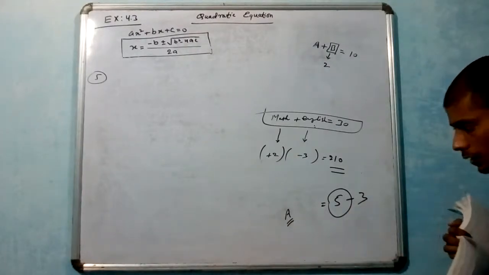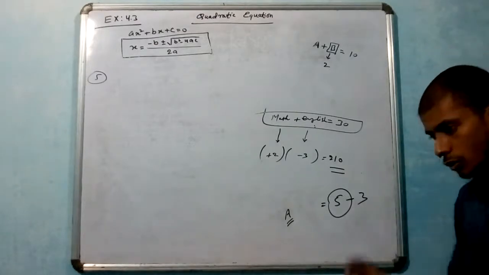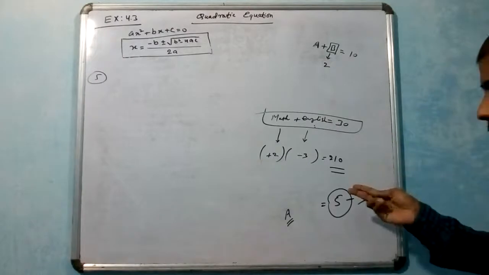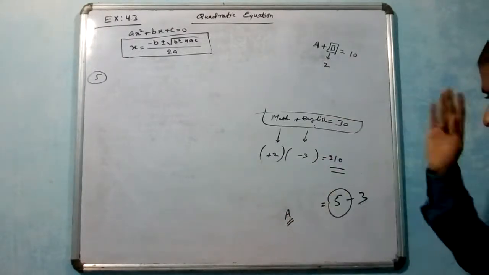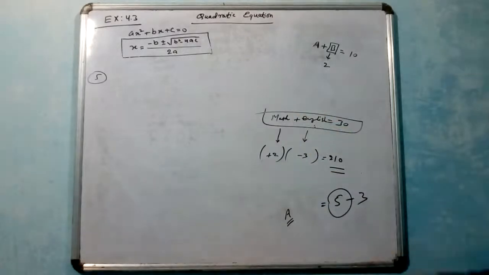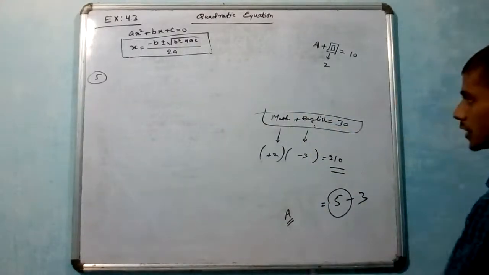So what I am telling is, if we have two things, their addition is given, and one number is known, how to get the other? Subtract the first value from the total, and we will get the other value. It's clear, nothing tough, okay? So just like that, we have maths and English plus 30.